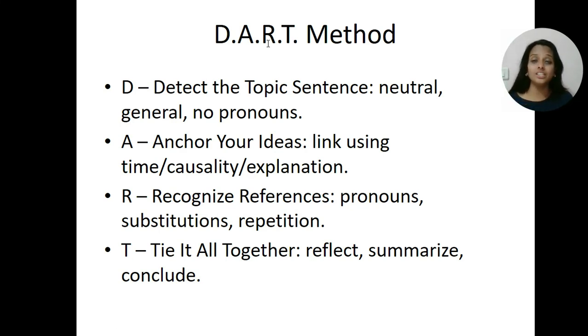And the T is tie it all together. The last sentence ties the bow. It sounds complete. It may reflect, summarize, or end with a result. If a sentence leaves you feeling like, and then what? It probably is not the last one.